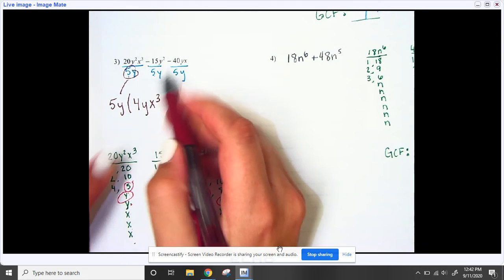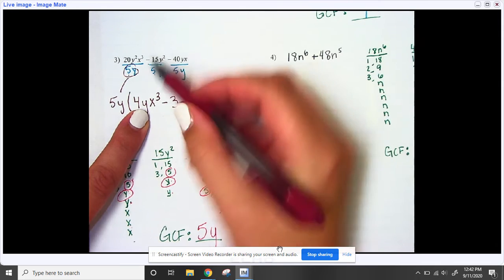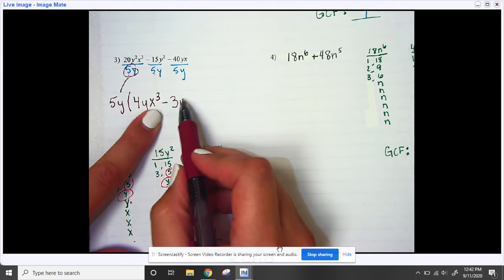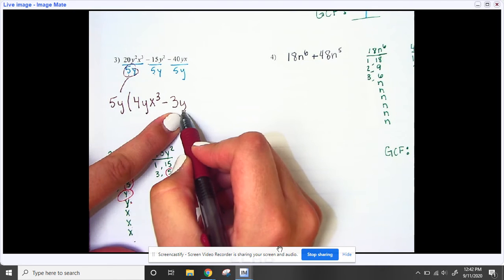Negative 15 divided by 5 is going to give me negative 3. Y squared divided by y is going to be y. Again, if you want to do a trick here, go down here. We didn't circle 1 y, so we have 1 y here.